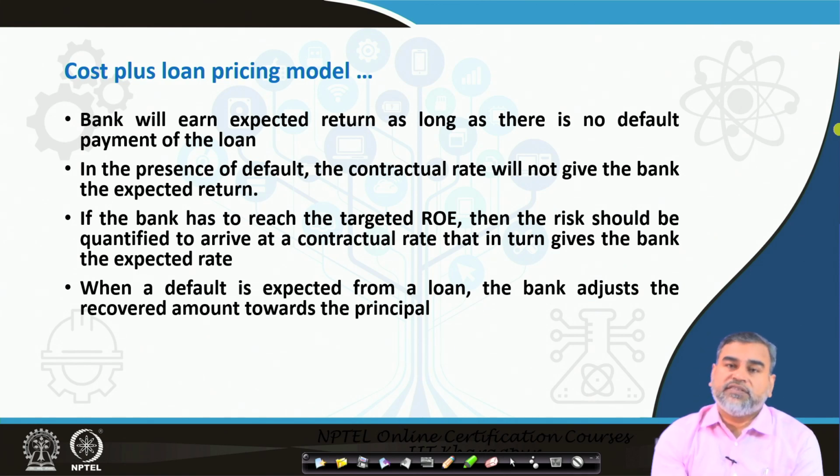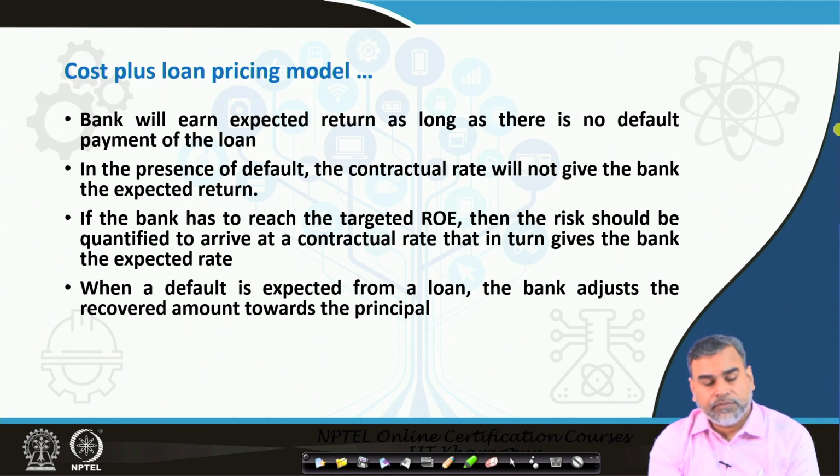So, if the bank has to reach the targeted ROE, then the risk should be quantified to arrive at a contractual rate, which in turn gives the bank the expected rate. So, when a default is expected from a loan, the bank basically adjusts the recovered amount towards the principal. Then how is this particular adjustment made? So, already what is our objective? Our objective is that the contractual rate should be equal to the expected rate. So, the loan price should be made in such a way that this kind of balance can be maintained.